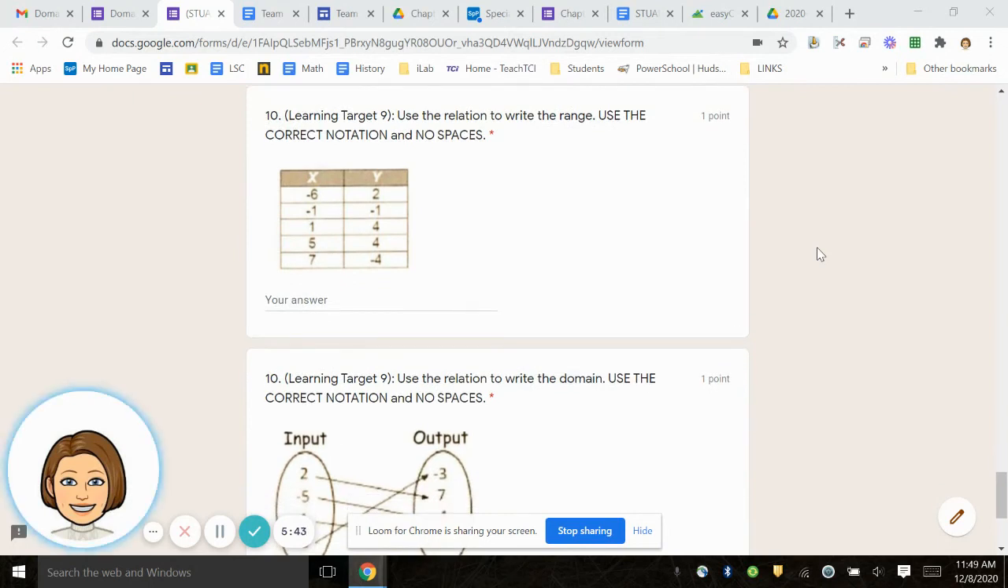Number 10, use the relation to write the range. Use the correct notation and no spaces. In this table, you have the x and the y, so you have -6, 2, -1, -1, 1, 4, 5, 4, 7, -4.